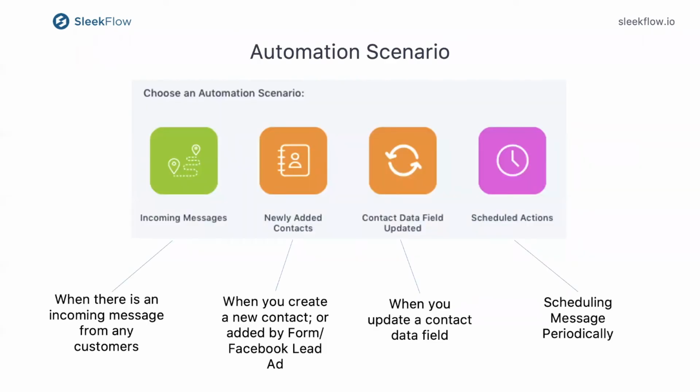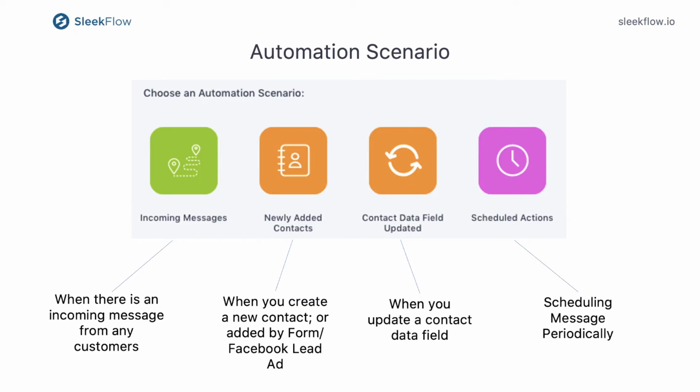And going forward, we have different scenarios and automations. So when there is a new incoming message, that means when a customer messages you, these automations will be triggered when customers send a new message to you. No matter if it's a new customer or an existing customer, these automation rules will be triggered.